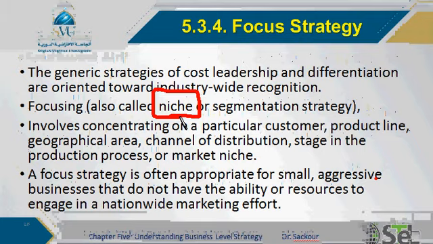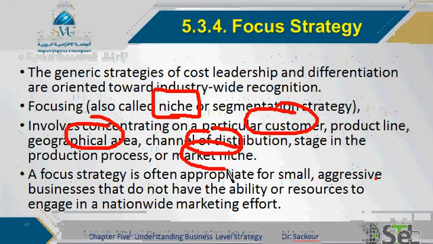It involves concentrating on a particular customer, product line, geographical area, channel of distribution, stage in the production process, or market. Right? So we are concerned about a particular customer, geographic area, channel of distribution, and market niche.